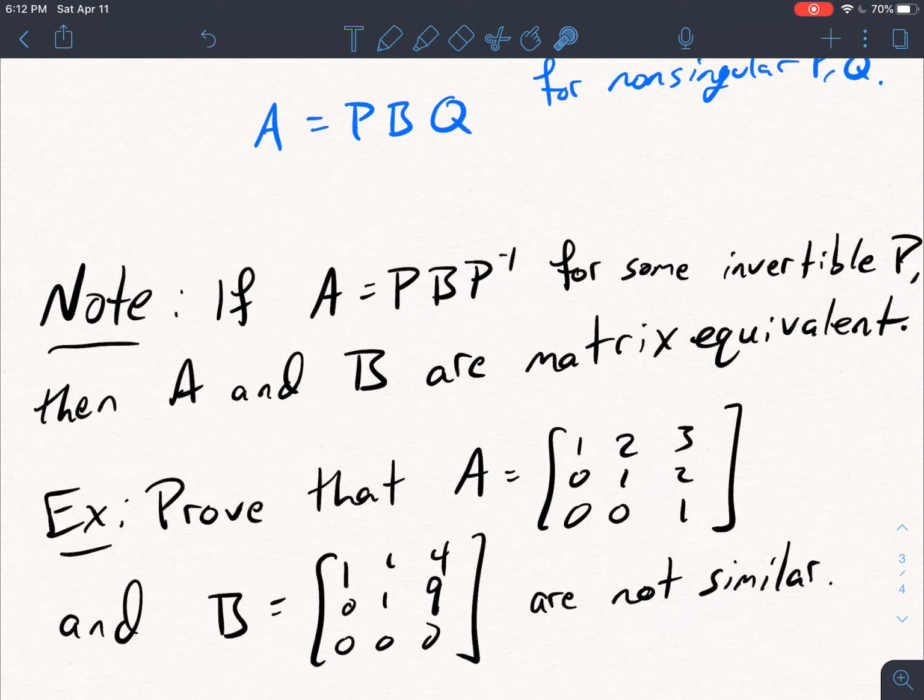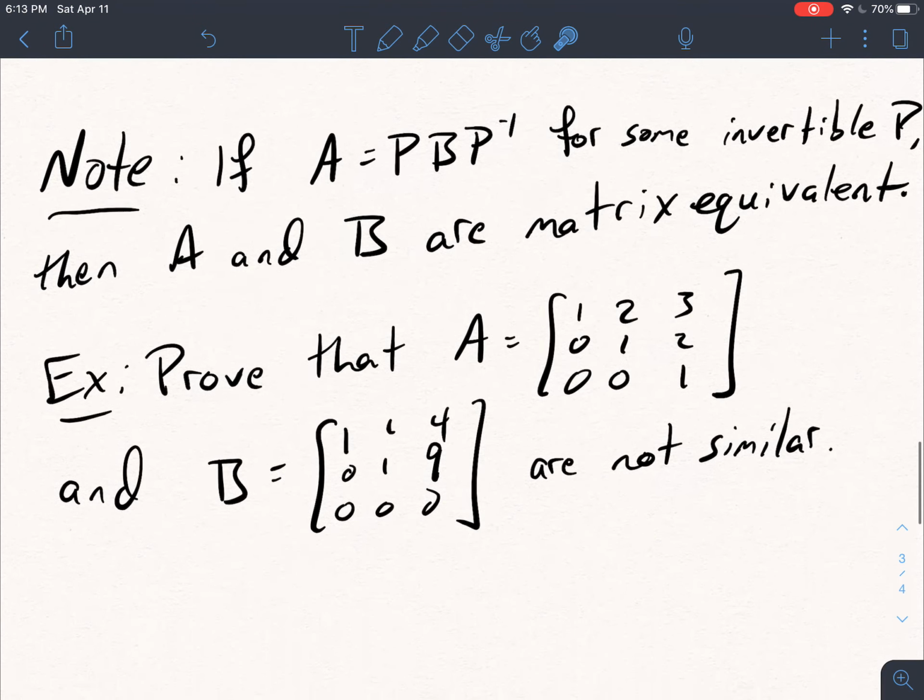And with that in mind, I want you to think about how you would go about proving this next example. How do we show that these two matrices are not similar to each other? So A is equal to this upper triangular matrix. It's in echelon form, I should say, rather. And it has 1s along the diagonal, 2s along the off diagonal, and then 3 in the top right corner. And then B looks like this. I have 1, 1, 4, 0, 1, 9, and then a row of zeros. So think to yourself, how would you prove that these two matrices are not similar? I recommend pausing the video, coming back, seeing what you figure out.